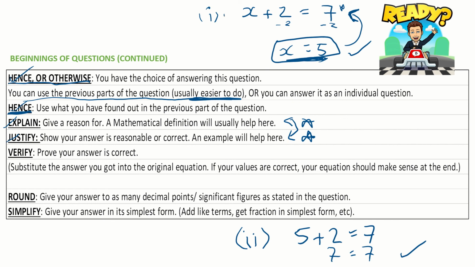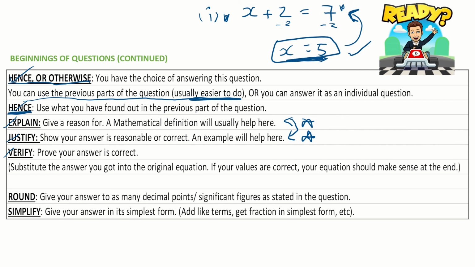Obviously your question will be a small bit harder than x plus 2 is equal to 7. You might be asked that for maybe a simultaneous equation, just for example. So if you're asked to verify something, get your answer and just make sure it works for the original question.